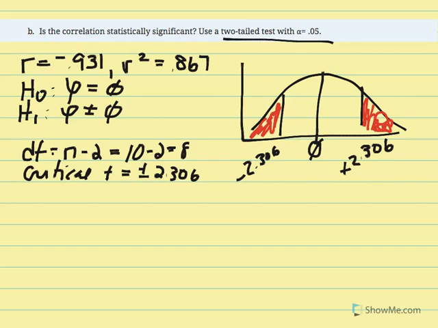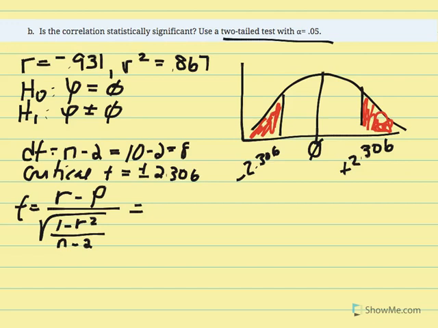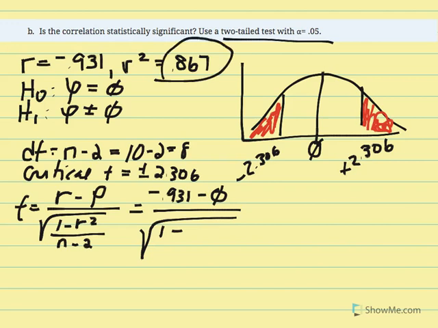Our T equation for testing significance of a correlation coefficient is as follows. So T is equal to our correlation coefficient minus rho over what we refer to as the standard error, and that's calculated by taking 1 minus our coefficient of determination over degrees of freedom, and taking the square root of that value. So let's replace variables. We have our R statistic equal to negative 0.931, rho is equal to 0, and then we have 1 minus R squared, we calculated that up here, 0.867 over 8.